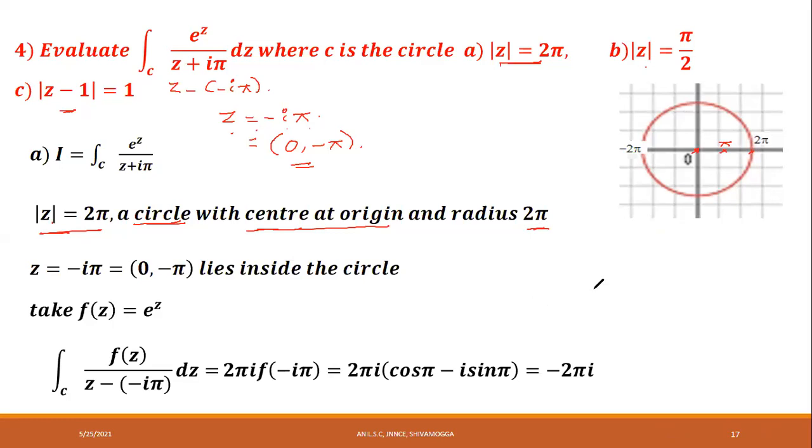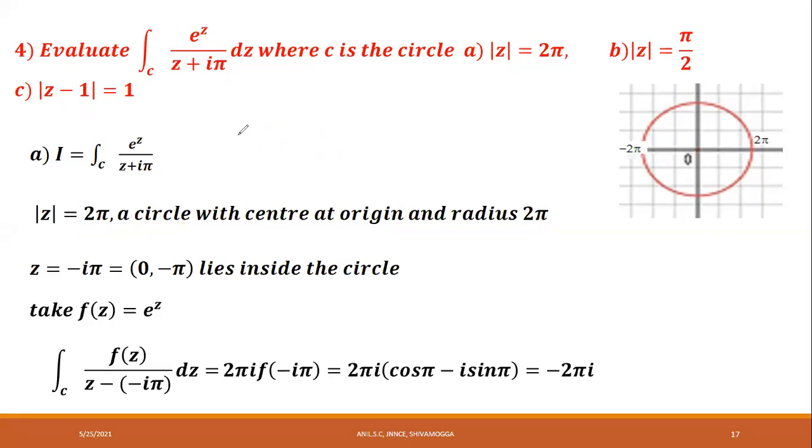Whether it lies inside C or outside C. z is equal to minus iπ, sorry, (0, minus π). This is minus 2π, which means (minus 2π, 0). Therefore, the midpoint will be minus π, which means (minus π, 0). And (0, minus π). I clearly mark it here.